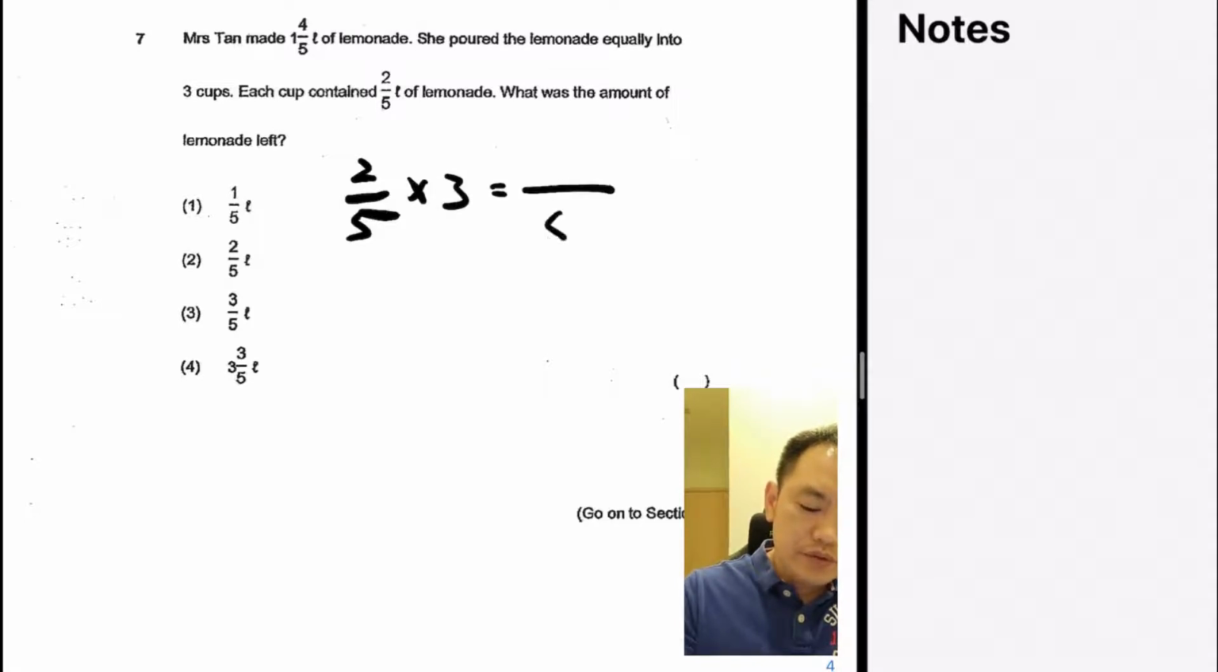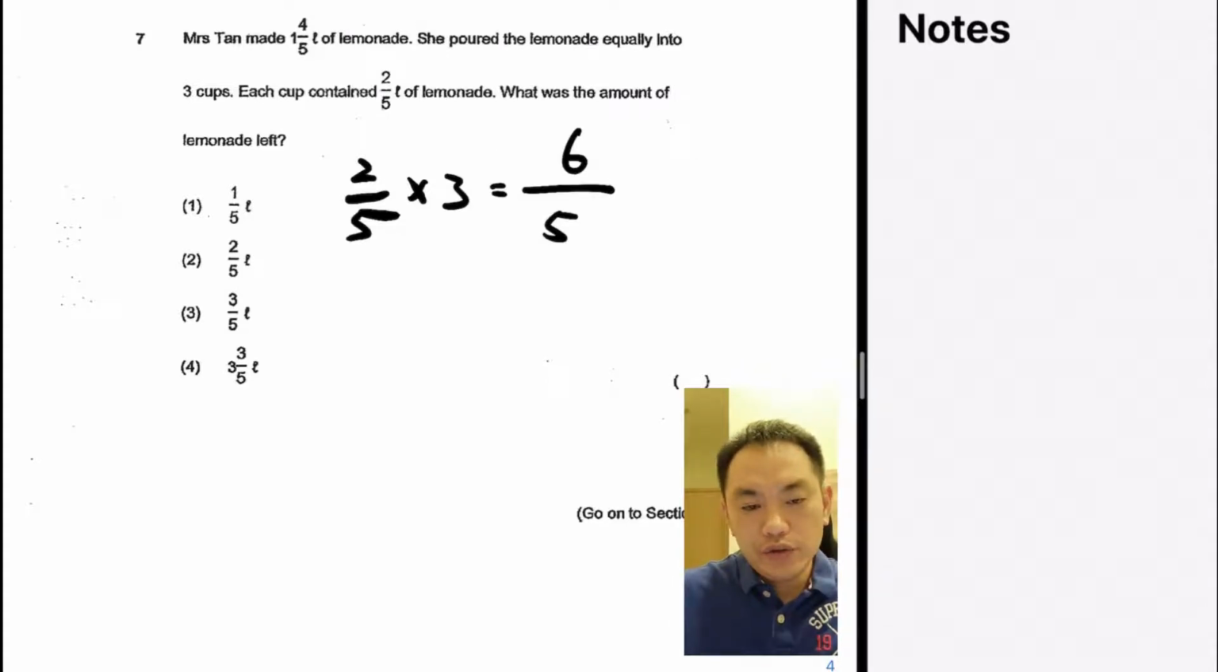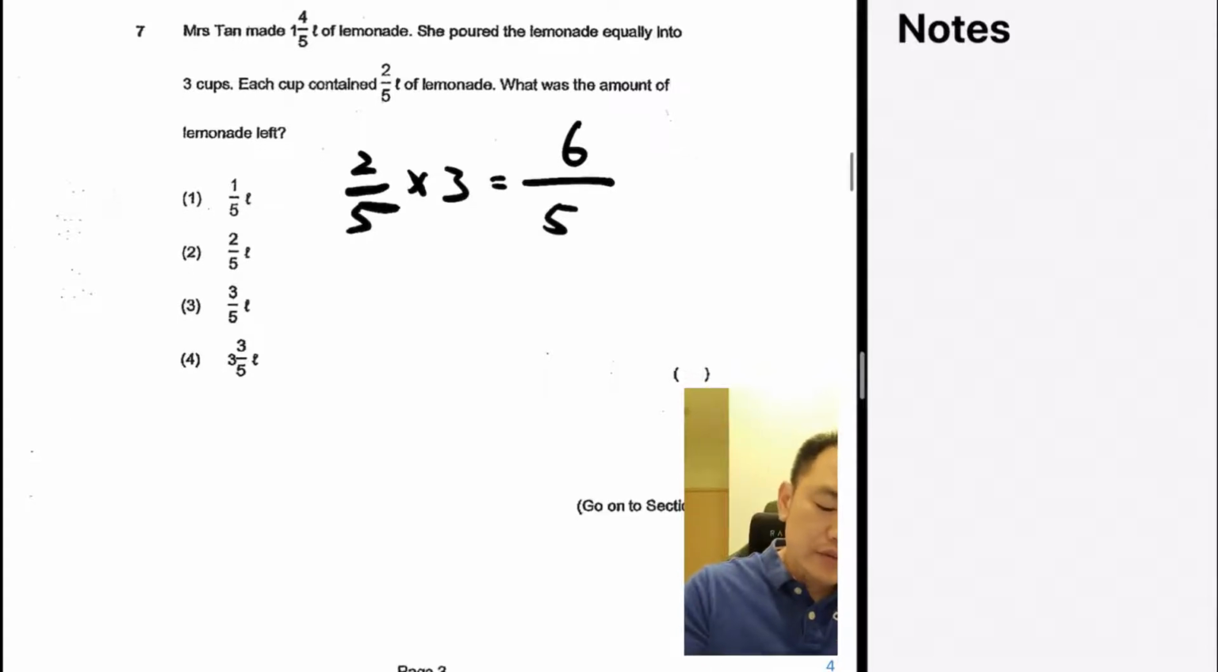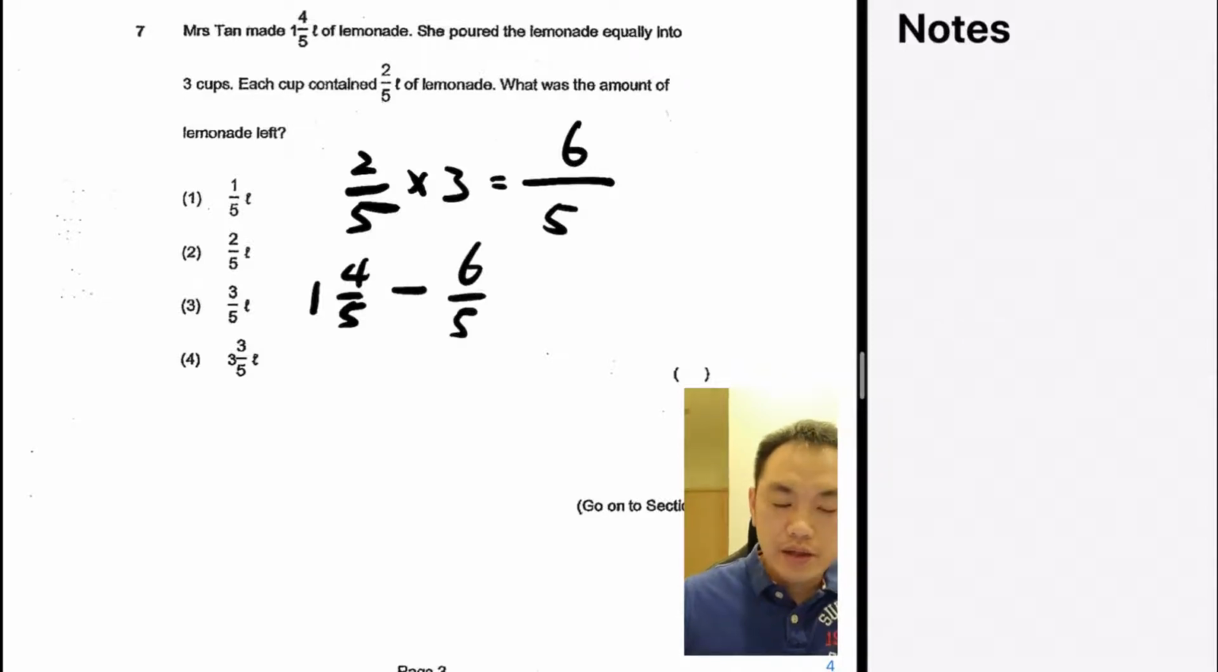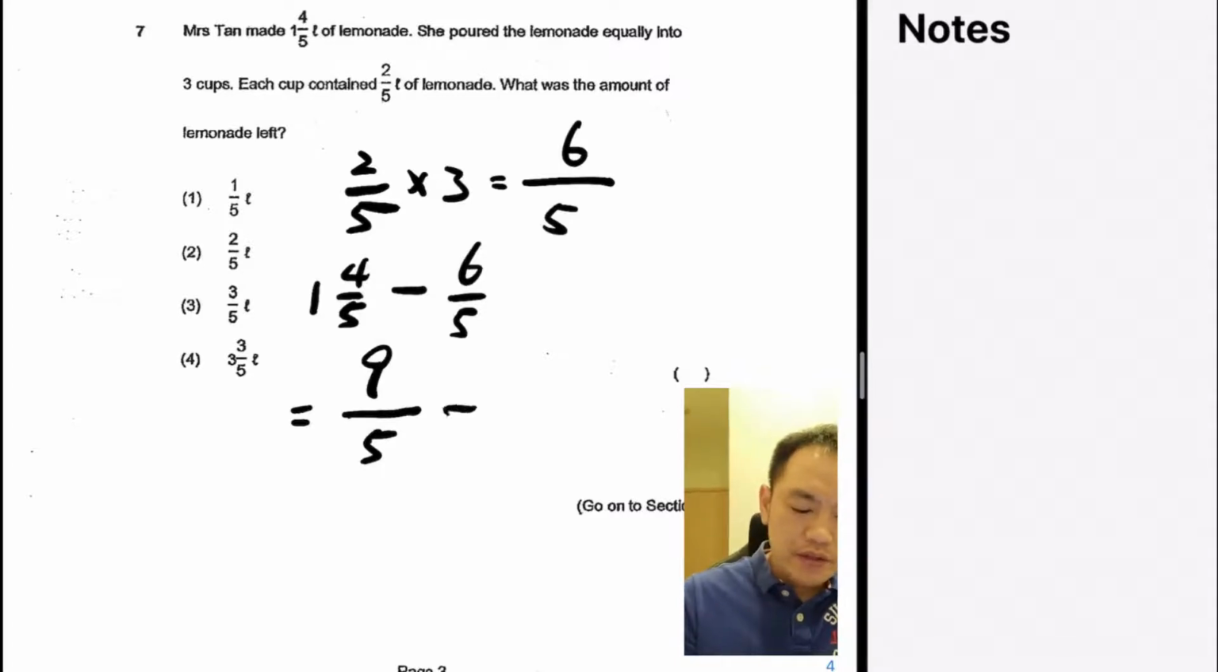So this will equal 6 out of 5. Yeah, when you are doing a multiplication of the fraction, simply take the number and multiply the top. So it will be equal to 6/5. And then originally she has 1 and 4 out of 5, and then you just minus whatever is poured into the cups, then there will be the leftover. Okay, so this will be the addition and subtraction of fractions. So what you need to do is simply convert 1 and 4/5 into a fraction. So that will be equal to 9/5 minus 6/5.